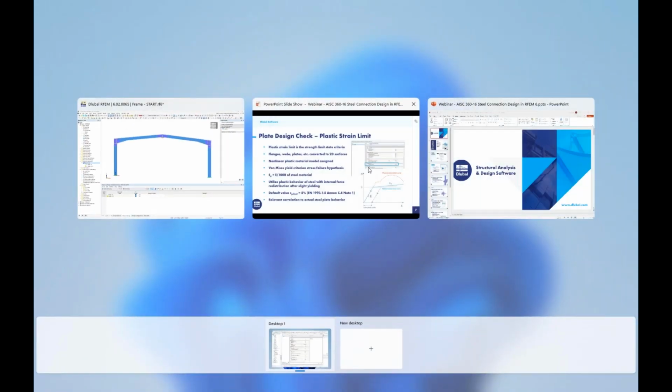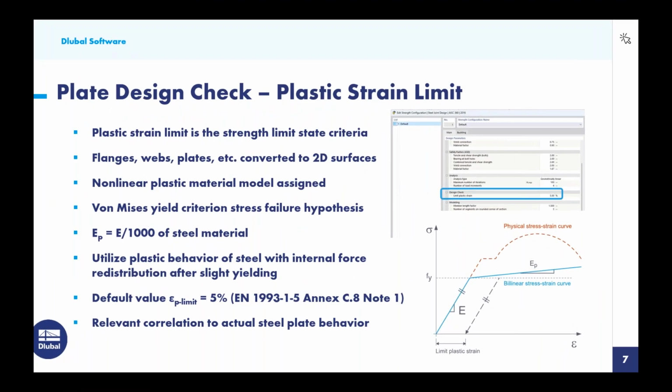So let us go back to the PowerPoint to discuss this in a little bit more detail. By inputting this plastic strain limit, this is going to be used for the strength limit state criteria for all surfaces. And what I mean by surfaces, remember that our one-dimensional members for our beams, our columns, these are all converted to 2D surfaces. So our flanges, our webs, our end plates, haunches, all of these are now 2D surfaces.